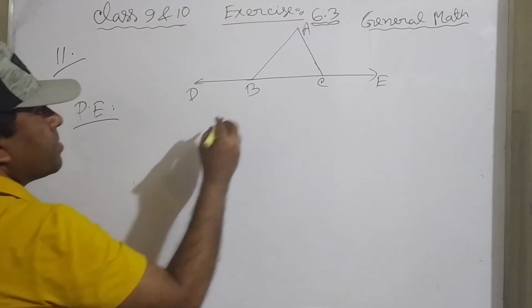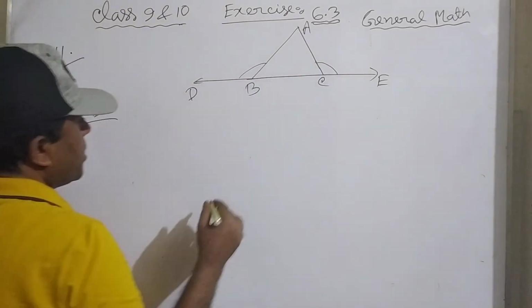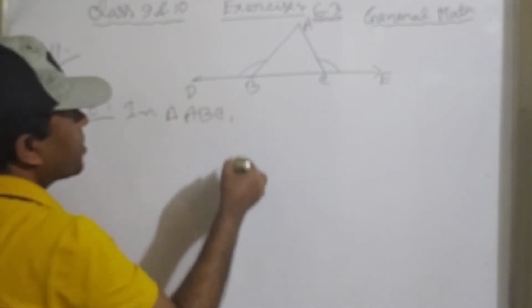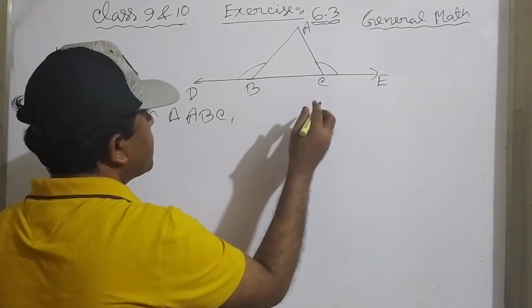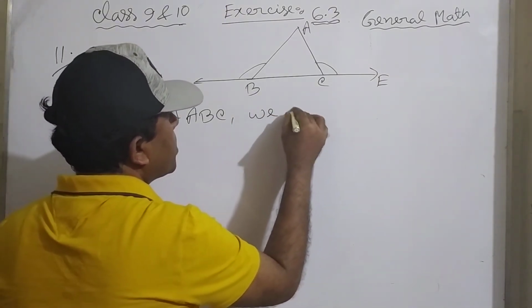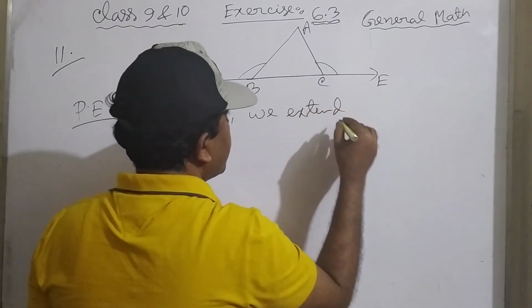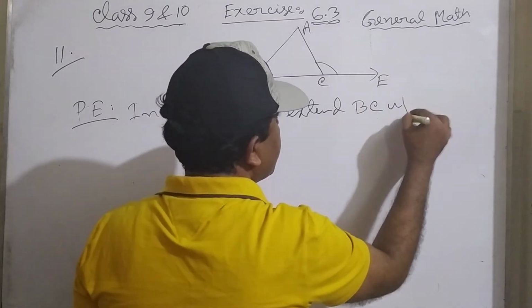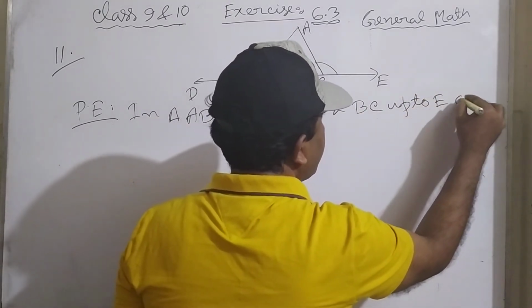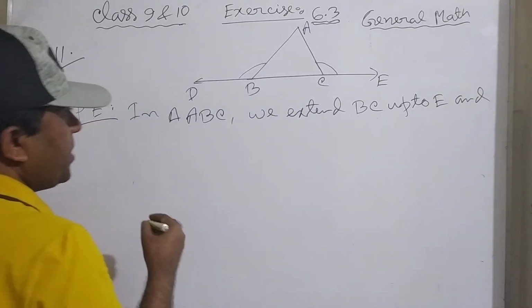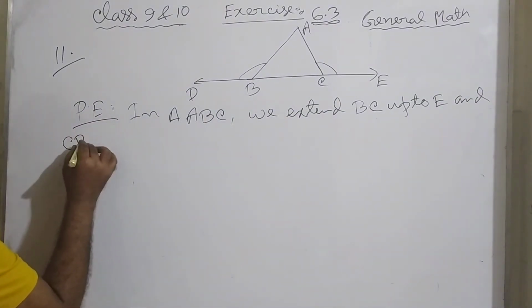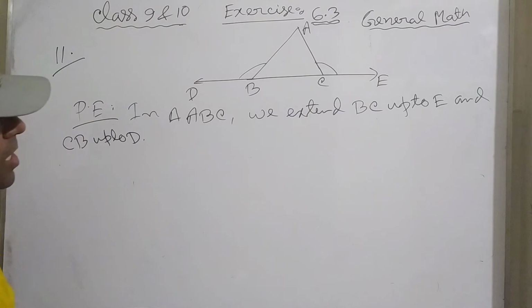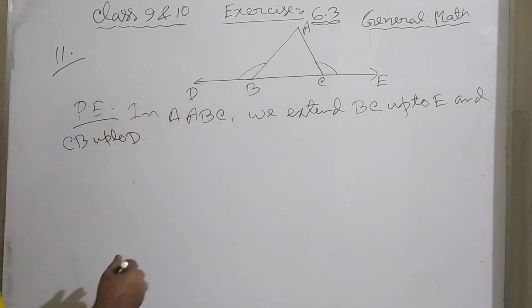In triangle ABC, sum of two exterior angles. We extend BC up to E and CB up to D.